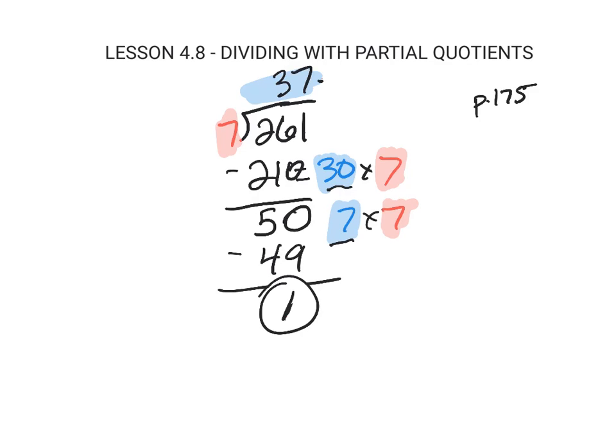Okay, I'll draw the fraction thing here for you. Now what? All right. So if you said the remainder goes on top and the divisor goes on the bottom, guess what? You are correct. It's pretty cool, huh? So that would be my answer, 37 and 1/7, or 37 with a remainder of 1, whatever you'd like. But that is how you divide with partial quotients.